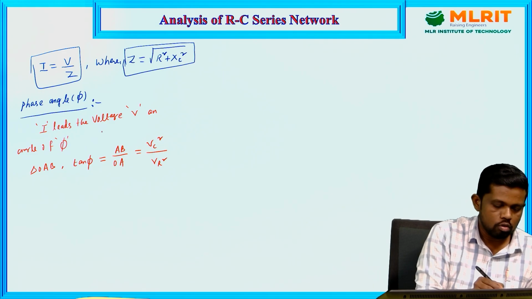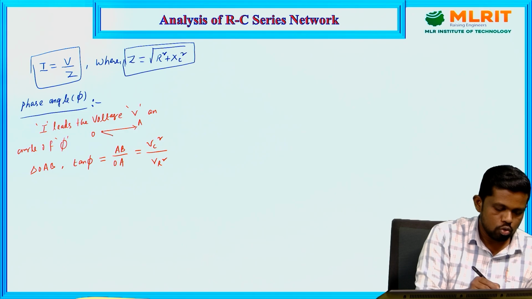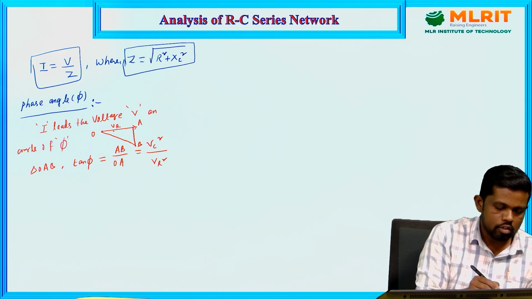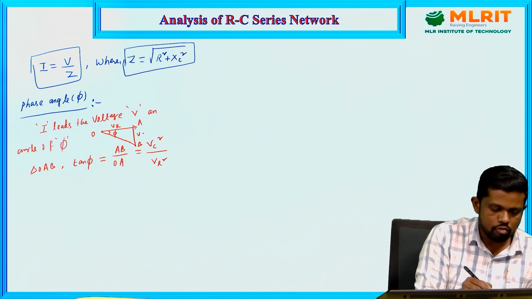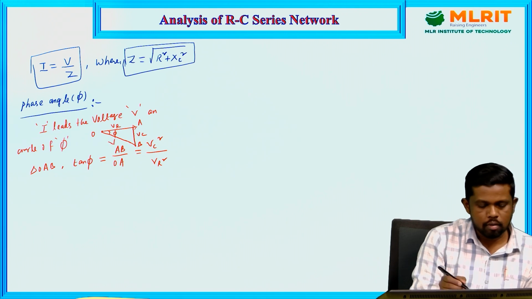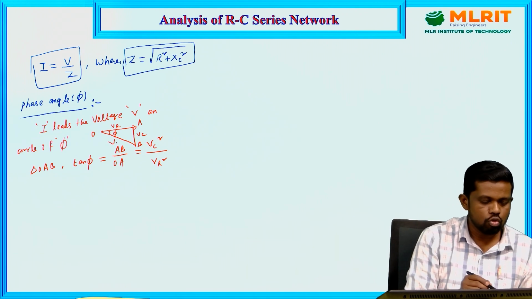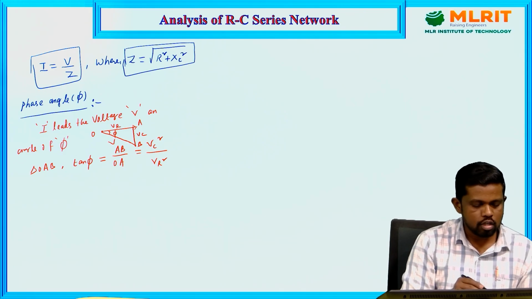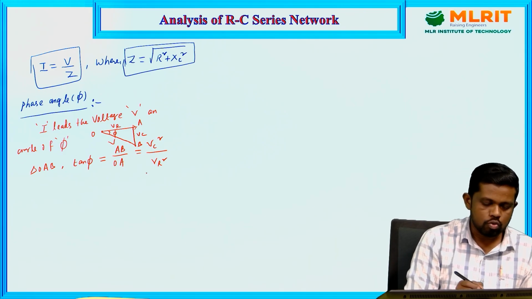So we take the right angle triangle. This is the point A and this is the point O, and this one is the point B. This is VR, this is the angle phi, this one is VC, and this is the applied voltage V. From this right angle triangle we write the tan phi value, which is the opposite side upon the adjacent side, so we get VC upon VR.